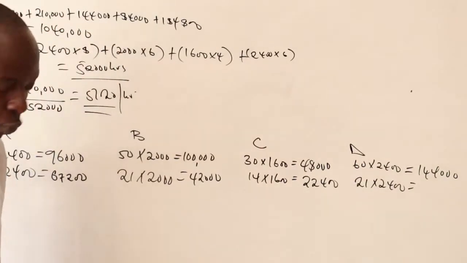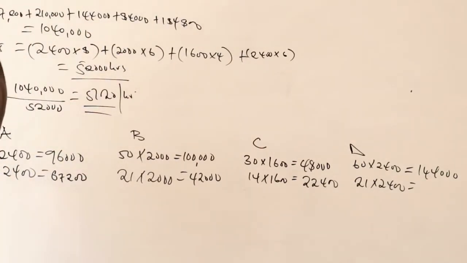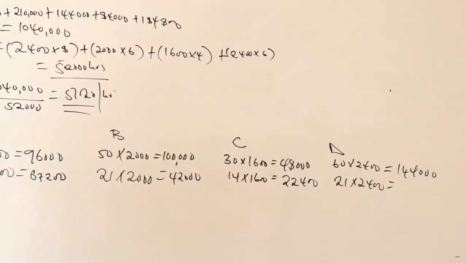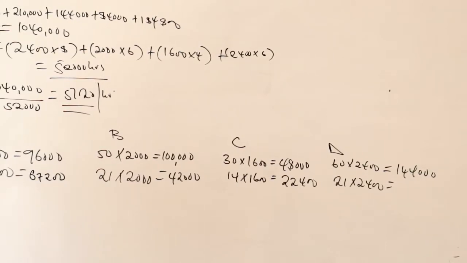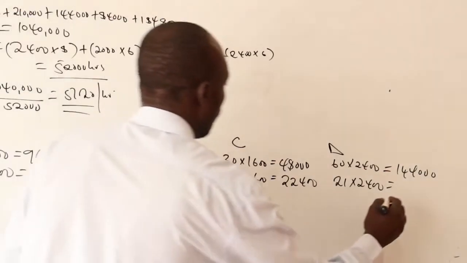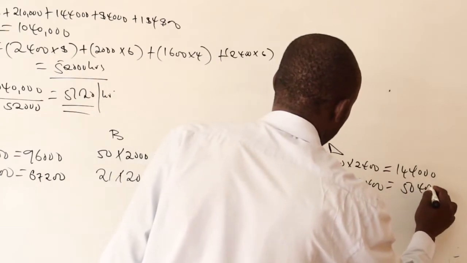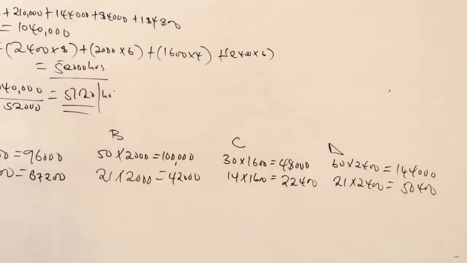The last one will be 21 times 2,400, which gives 50,400 here. So that one will be the labor cost.